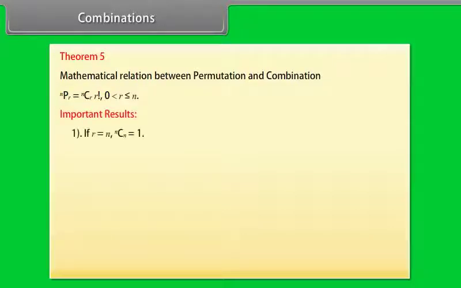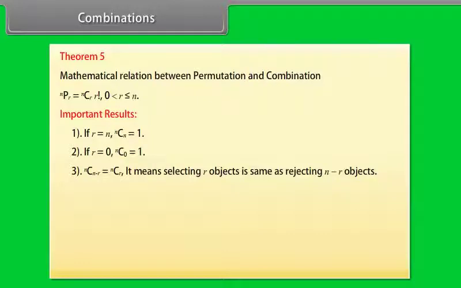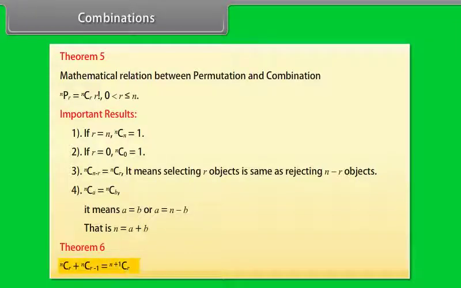Important results. 1. If r is equal to n, nCn is equal to 1. 2. If r is equal to 0, nC0 is equal to 1. 3. nC(n minus r) is equal to nCr. It means selecting r objects is same as rejecting n minus r objects. 4. nCa is equal to nCb. It means a is equal to b or a is equal to n minus b. That is, n is equal to a plus b. Theorem 6. nCr plus nC(r minus 1) is equal to (n plus 1)Cr.